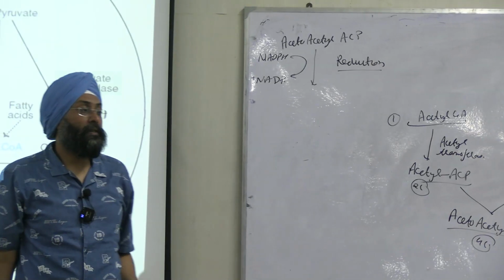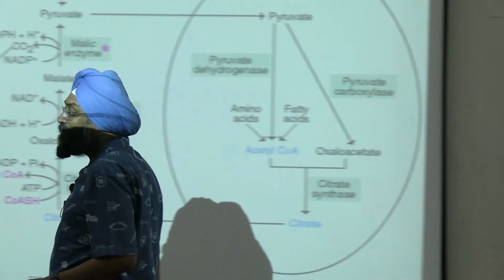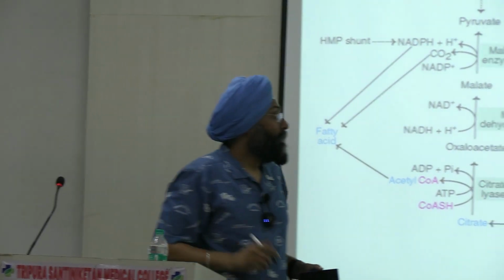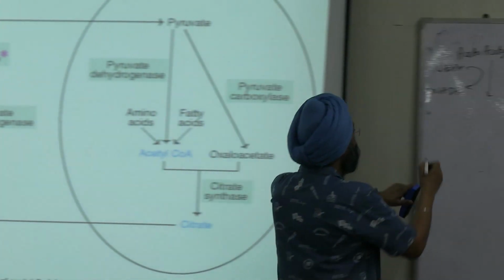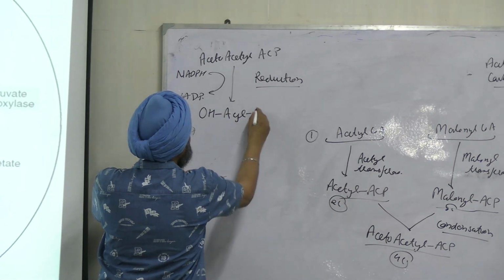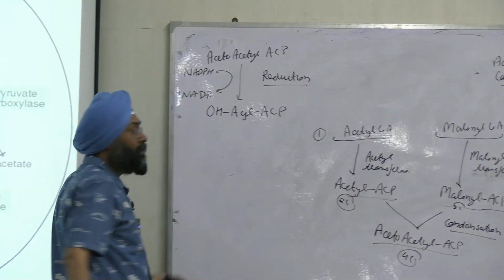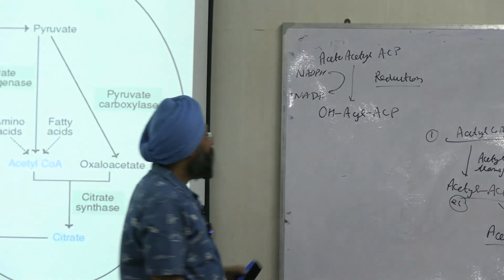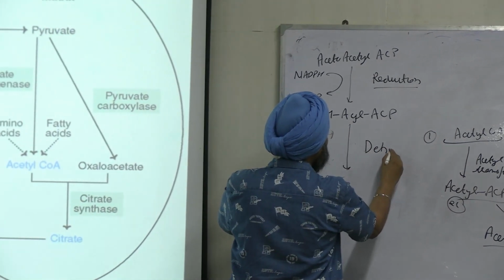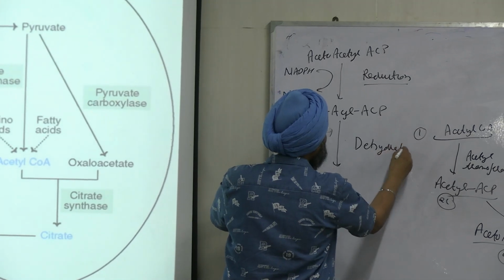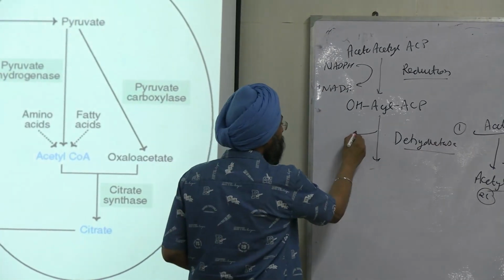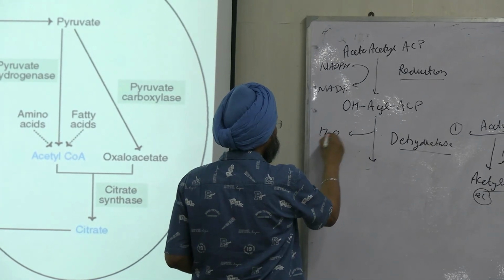What will we get? We get hydroxyacyl ACP, right? In the next step, we do dehydratase. Dehydratase means we are removing water. So water will come out.